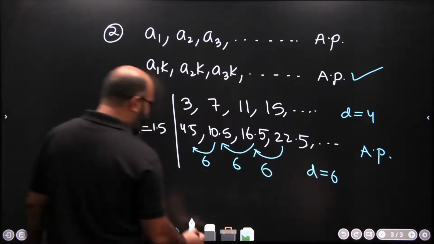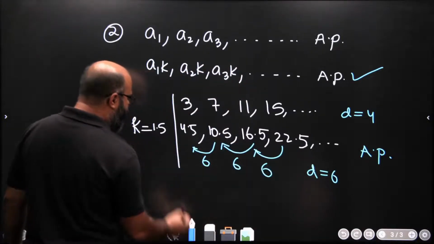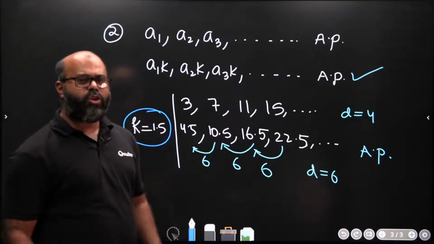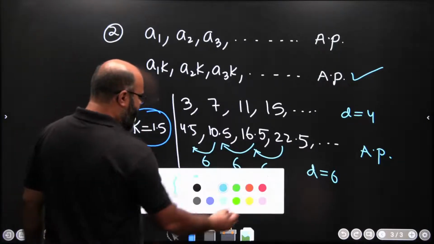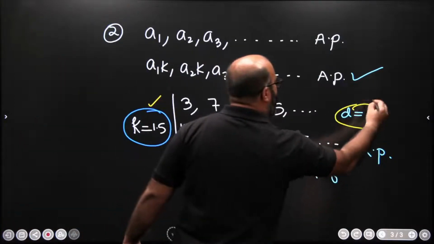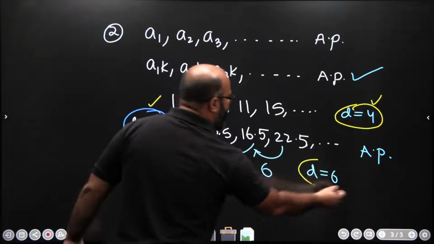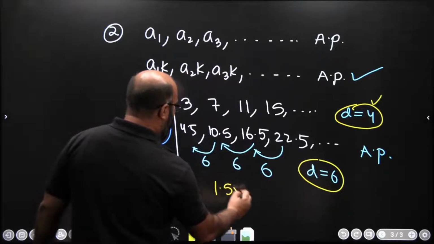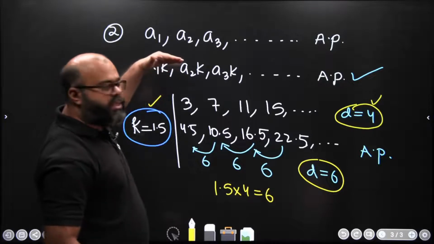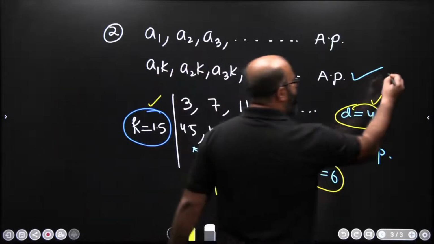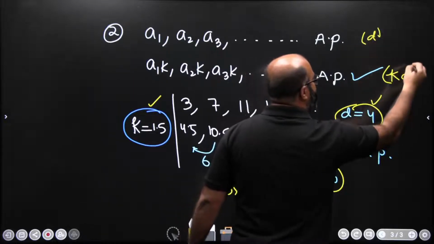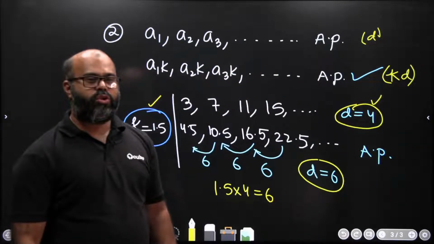So what has happened to the common difference? The value which we have multiplied to each term has been multiplied to the common difference also. So when we multiply 1.5 with the common difference 4, you will get 6 here. 1.5 into 4 is equal to 6. So yes, the resulting sequence is an AP with the common difference k times the original common difference, kd. So I hope it is clear to you, students.